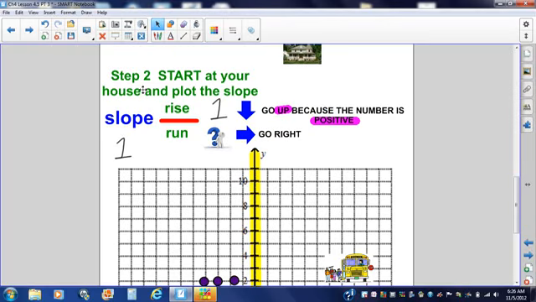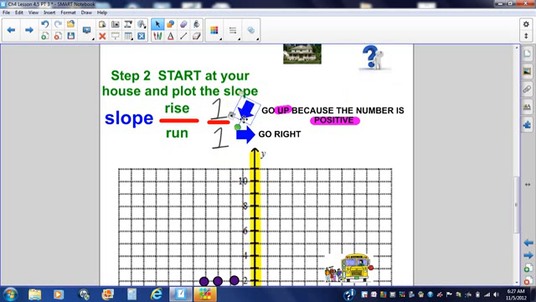Step 2, start at your house and plot the slope. Remember that in math, slope is rise over run. So I'm going to make this a fraction, and the question mark says, what do you make your denominator? Good job, boys and girls. If you don't have a denominator, you make the denominator 1.